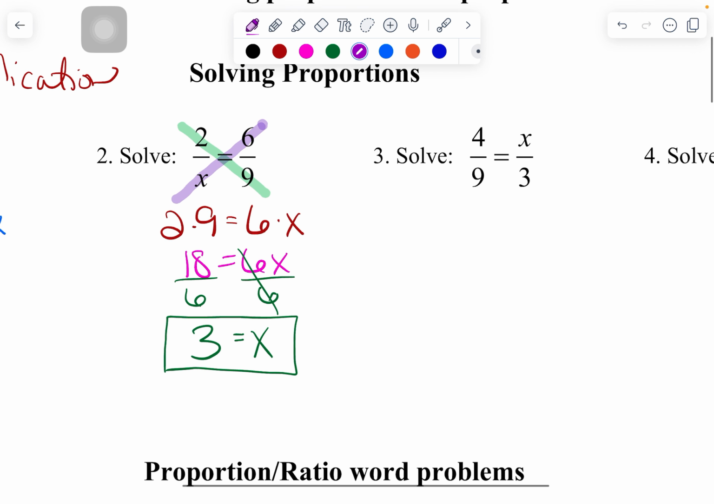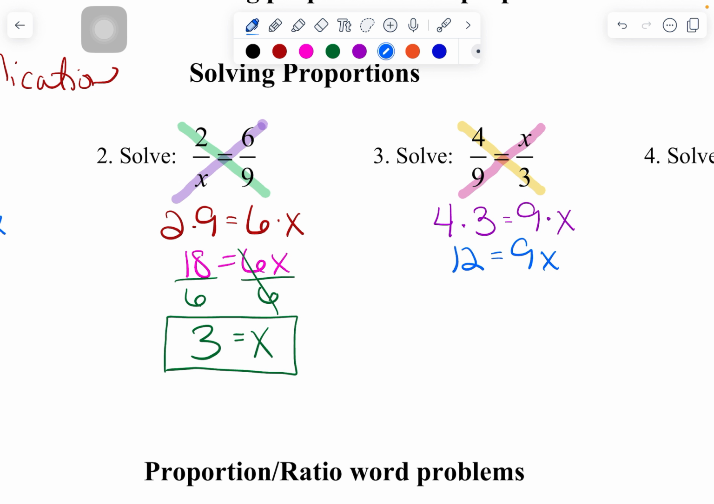We've got number 3 here. I'm going to do the same thing. Numerator times the opposite denominator. Numerator times the opposite denominator. Again, making that cross. So what does it look like? Well, we've got 4 times 3 equals 9 times x. So that's going to be 12 equals 9x. Divide both sides by 9.